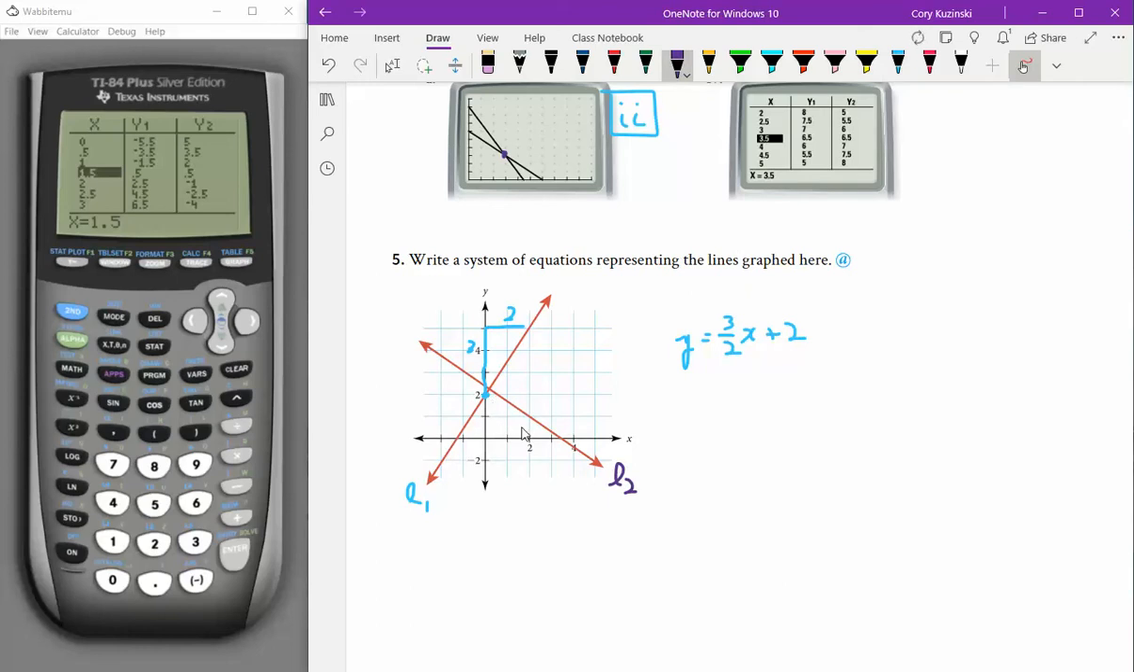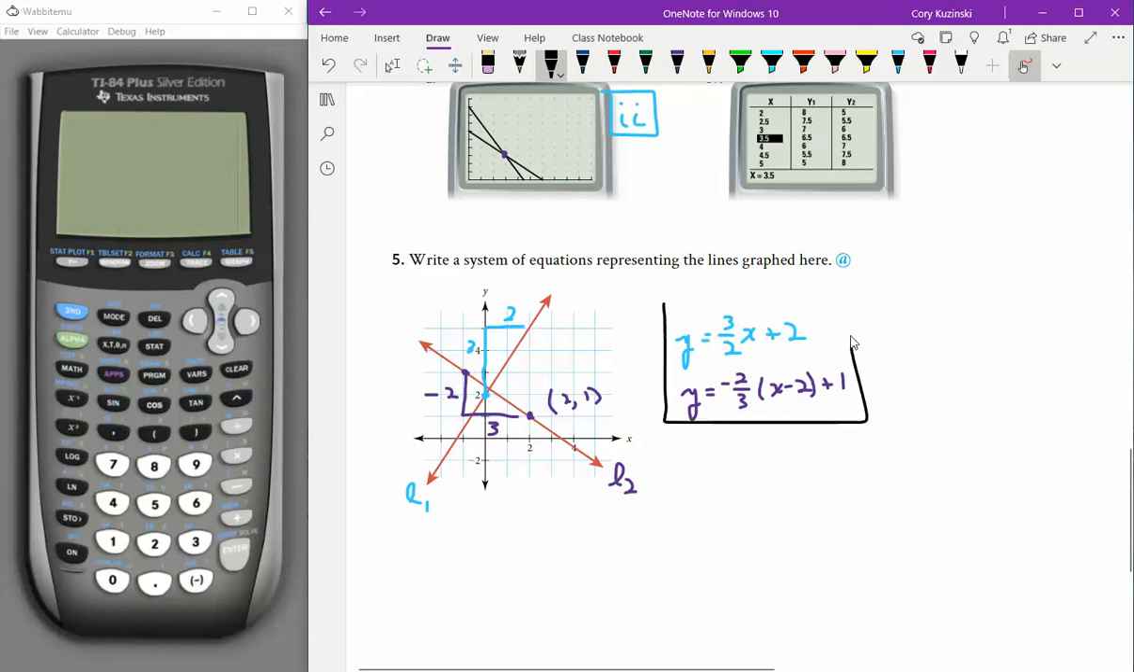And it's got a slope. Well, how about we use this point, which is the point 2, 1. And let's see, what's another point that it goes through? Approximate, well, maybe that one. So it's got a slope of -2 over 3. So we'll write this in point slope and we'll say y equals -2/3 times x minus 2 plus 1. So that would be our system of equations right there.